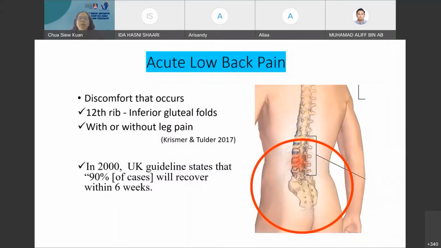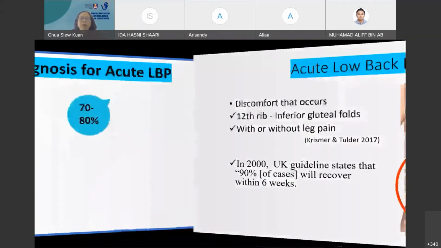A little bit about the definition of acute low back pain. Low back pain is described as pain from the 12th rib to the inferior gluteal fold, with or without leg pain. In 2000, the UK guideline stated that about 90% of low back pain cases will recover within 6 weeks. How about now? This is from 2000.